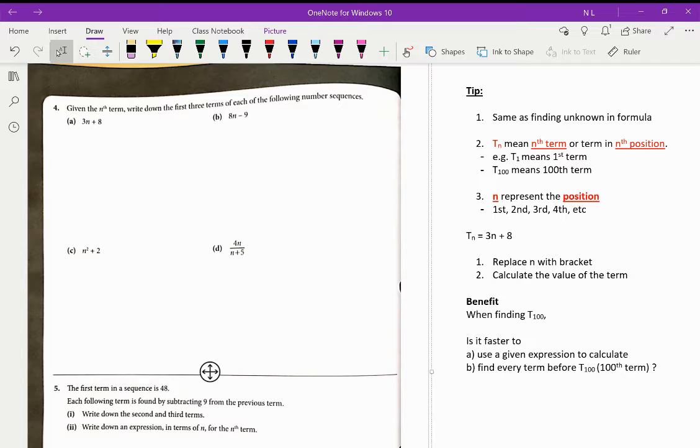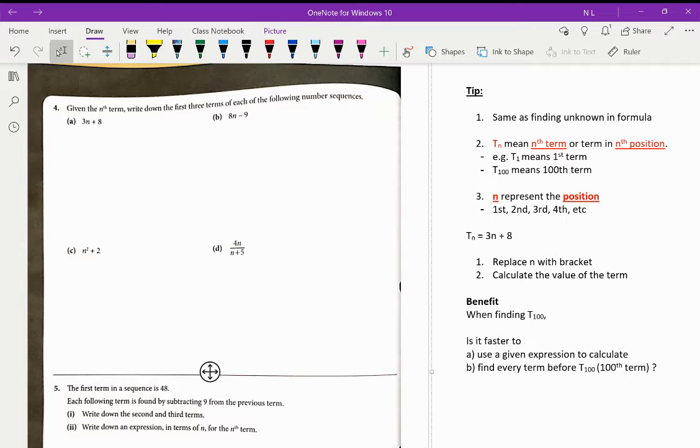Okay, so let me give you some tips on how to do it. First thing, when we are asked to write down the first three terms of a number sequence, given the expression in terms of n, it's just the same as finding the unknown in a formula. When we say Tn, it means the n term or the n position. For example, T1 means the first term, T2 means the second term, and T100 means the 100th term.